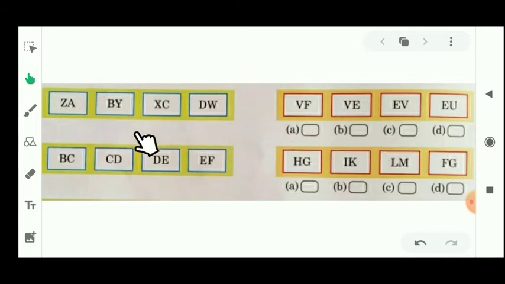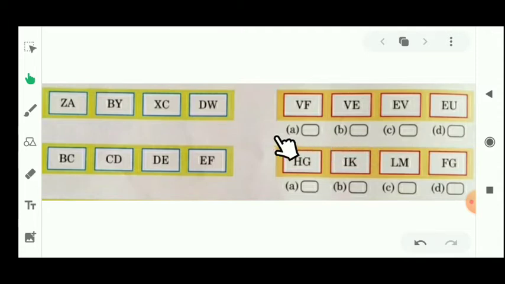Let's see ZA. A is the first letter and Z is the last letter. Similarly BY. B is the second letter and Y is the second last letter. Similarly XC, then DW. If we observe this pattern, A is here, then B is the first letter, then C is the second letter, then D is the first letter. Similarly, from this pattern, the next letter will be E, but E will be in the second letter. So, option number B will be right.